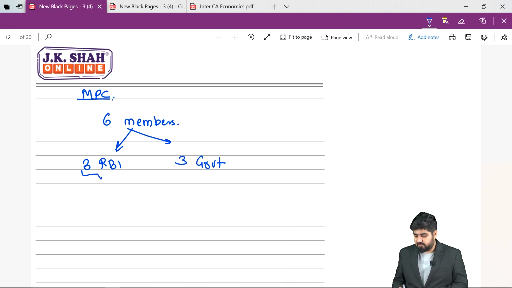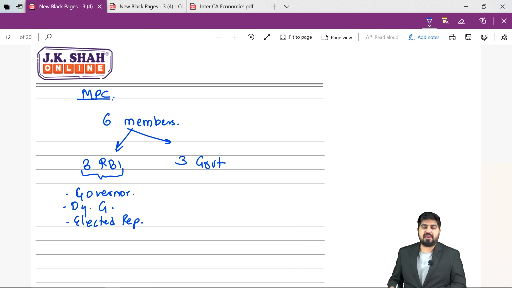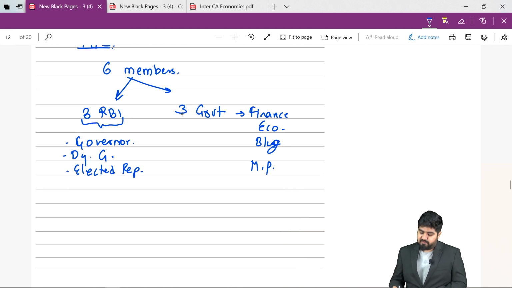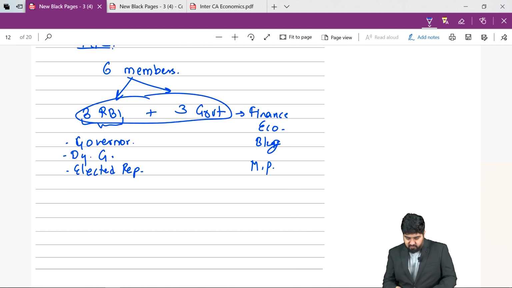Who are these 3 members from RBI? The first one is the governor, who is the chairman of the monetary policy committee. Then the deputy governor, and the third one will be an elected representative from RBI. The 3 members from government are people with integrity, having knowledge of finance, economics, banking, monetary policy.